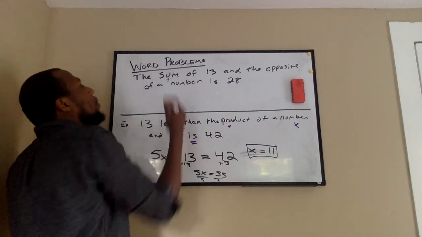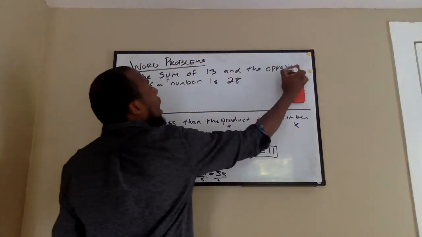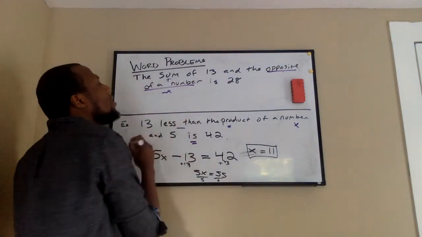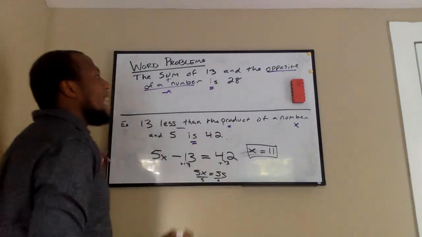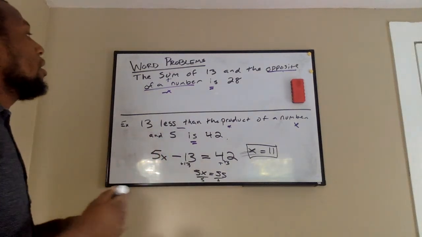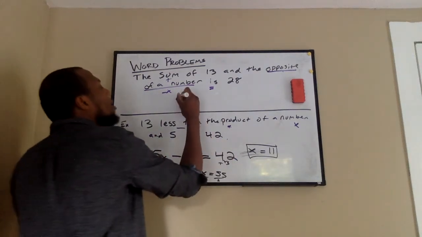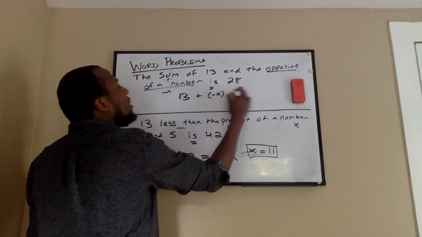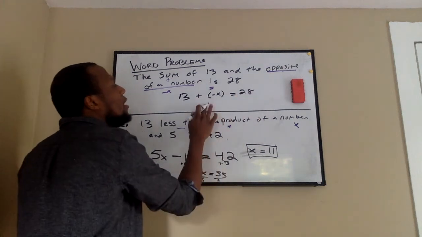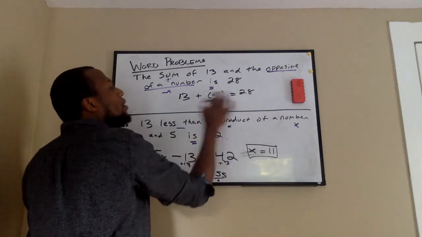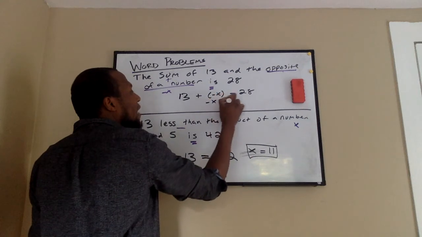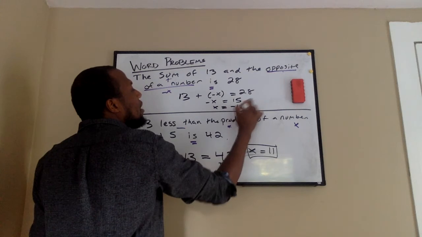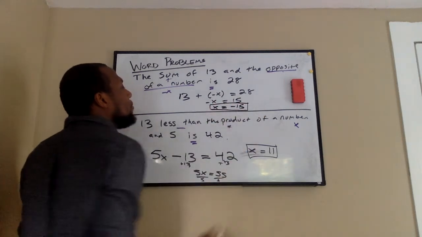So sum, we got addition. The opposite of a number, that all together is going to give us negative x. And then once again, is gives us that equals. So we can set that up: 13 plus negative x is equal to 28. Subtract 13 from both sides. So we get negative x is equal to 15, and therefore x is equal to negative 15, making sure that we divide by negative 1.